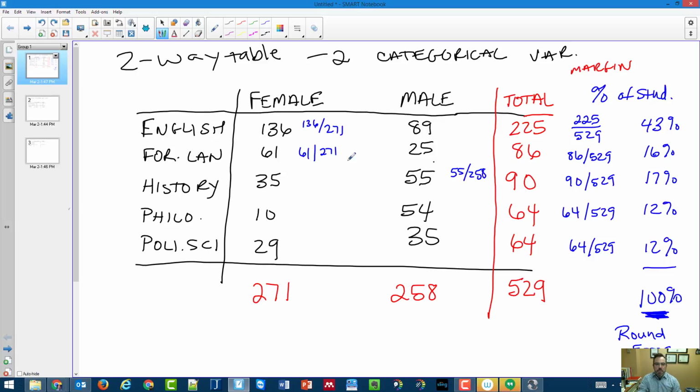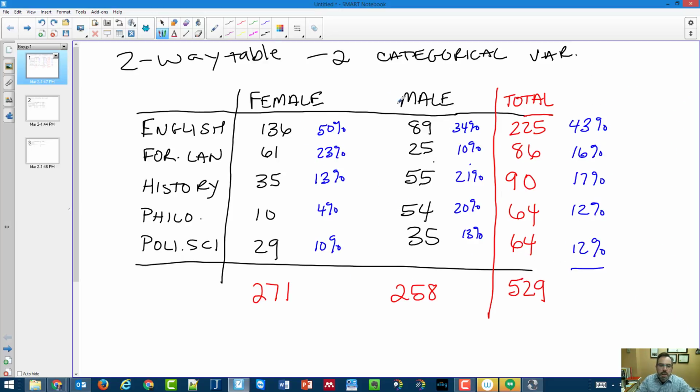So that's what I'm going to do next, and figure out the conditional distributions, just like I did over here, by putting it into a percentage. So it'll just be crunching all of these numbers. All right, so now I have my conditional variables laid out. What's interesting to note is that when I look at women, half of the women are English majors, whereas only 1/3 of the men are English majors. So you can see it break down by the condition.